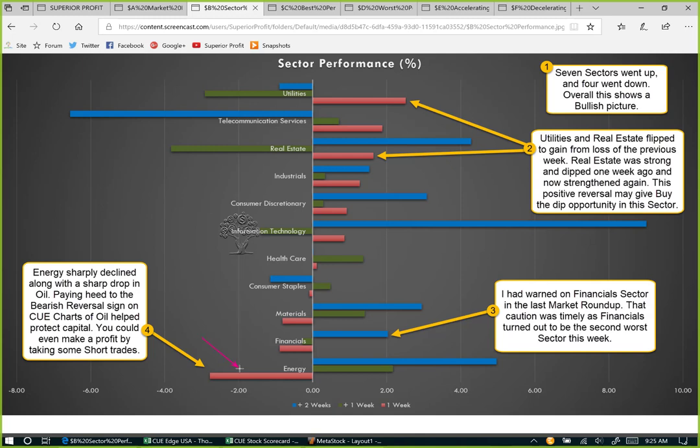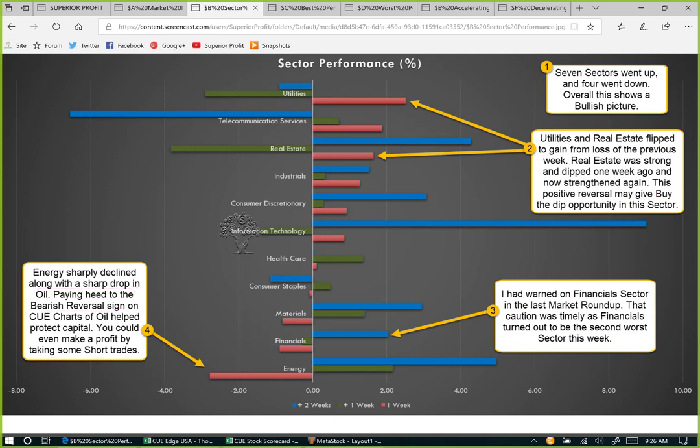Energy is noteworthy this week. It was the strongest sector for a long time, and this week it sharply declined along with the sharp drop in oil. USO had a bearish reversal sign at the very top on Q charts. Paying heed to that reversal sign helped protect profit in the oil stocks, energy stocks, and one could also take some profitable short trades.